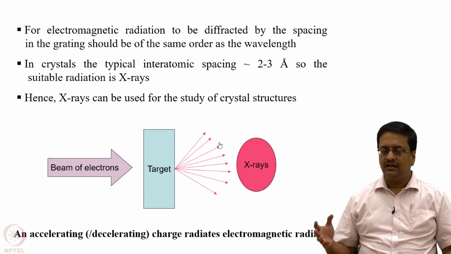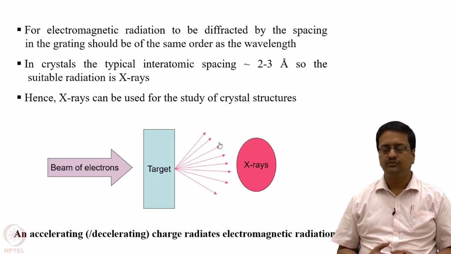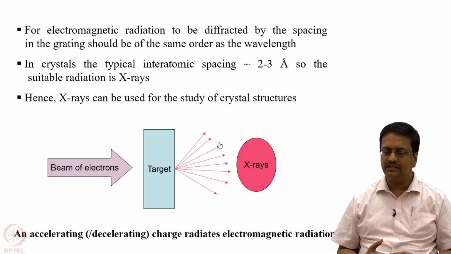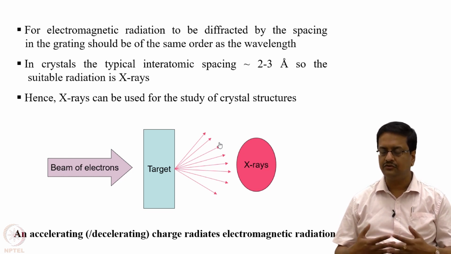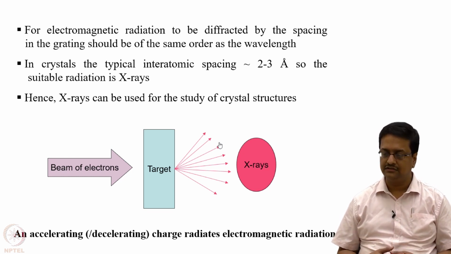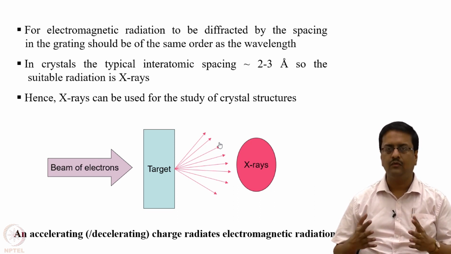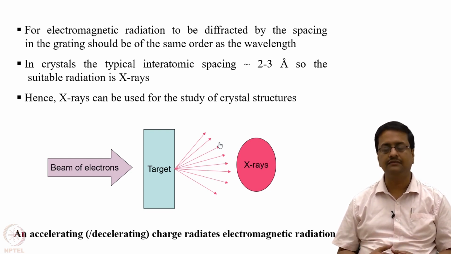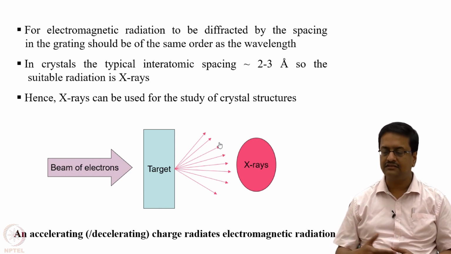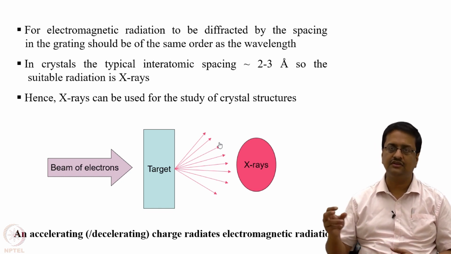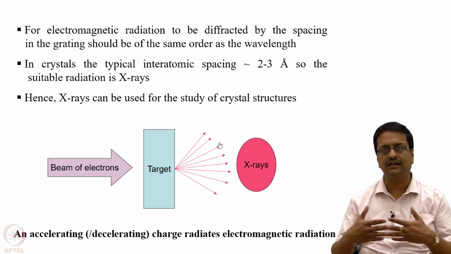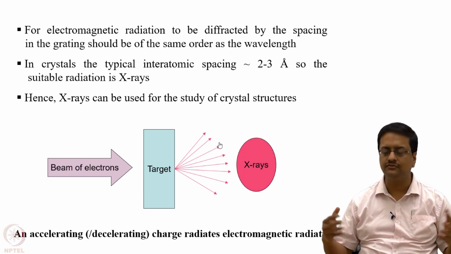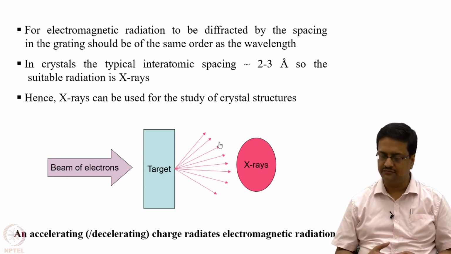So as you know, electromagnetic radiation to be diffracted by the spacing in the grating should be of the same order as the wavelength. That is why we use X-rays of very small wavelength, 1 to 2 to 3 angstrom is suitable for X-ray diffraction. Hence X-rays can be used to study structures because interatomic distances or interplanar distances are in the range of 1 to 2 to 3 angstroms.